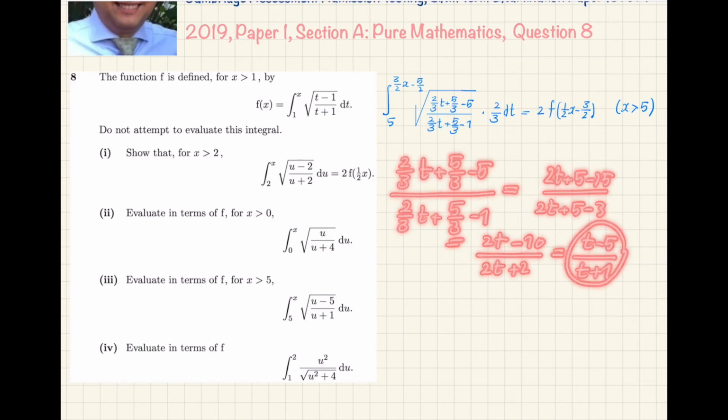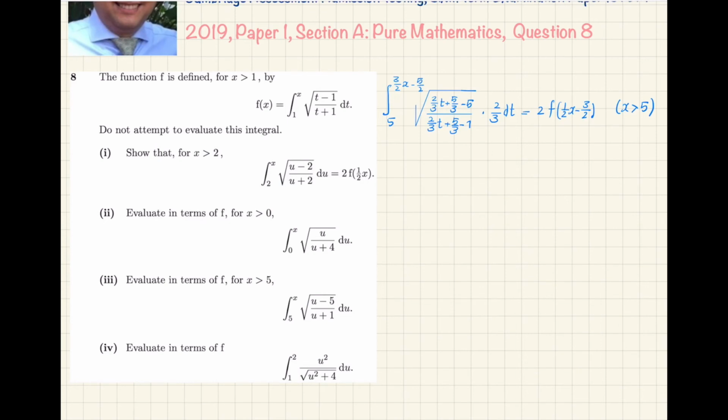Okay? Okay, so then this 2 over 3 goes out here. So let me write it as 2/3 integral from 5 to 3 over 2 x minus 5 over 2 of the square root of t minus 5 divided by t plus 1, and then I have dt, which is equal to 2 f of 1 over 2 x minus 3 over 2, when of course x is greater than 5. This formula is working when x is greater than 5.